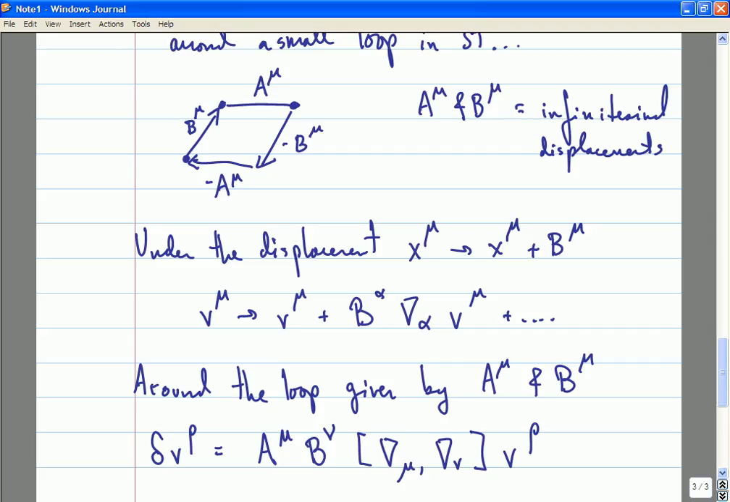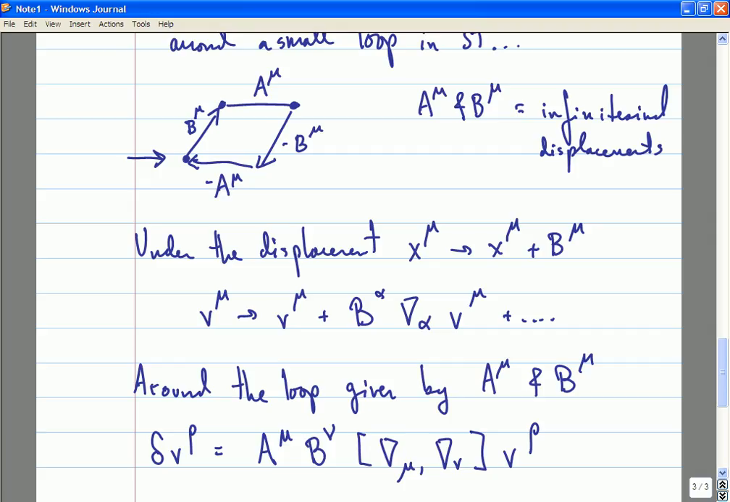That's because if you take the upper path along this parallelogram, where you apply b^mu and then a^mu, then first you'll take a derivative b^mu grad_mu, then a^nu grad_nu, whereas if you go the other direction, you'll apply the derivatives in the other order. So you can see that the change in the vector when you go around this parallelogram is nothing more or less than the commutator of two covariant derivatives.